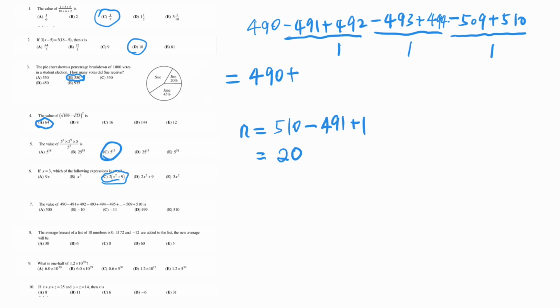We pair every two numbers. So in total, how many groups? We use 20 divided by 2 equals 10. So we have 10 ones. So 490 plus 10 equals 500. So the answer is A.